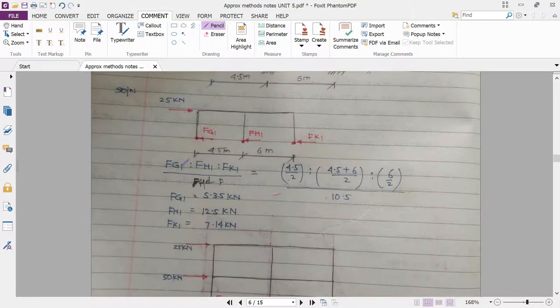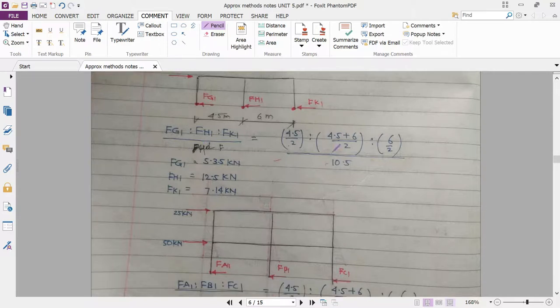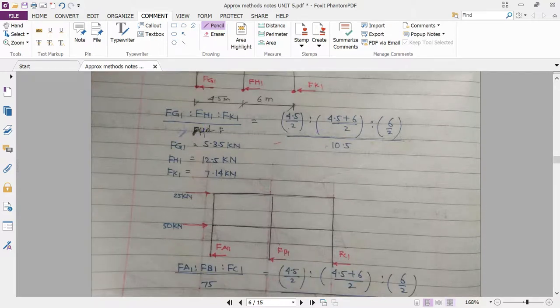So what is the formula? Fg1 raised to Fgh1, Fh1, Fk1 divided by the summation of force must be equal to this half portion. This column contributes the half span. This column will contribute the summation of half of both the spans, and the last column will contribute the half of the next span. Okay, this 6/2 divided by the total span. So this particular equation you will form. After that you can solve and you can easily calculate the horizontal forces, that is Fg1, Fh1 and Fk1 like this.